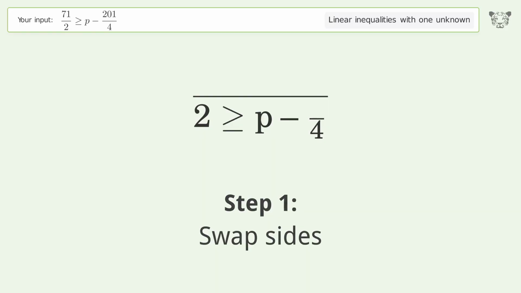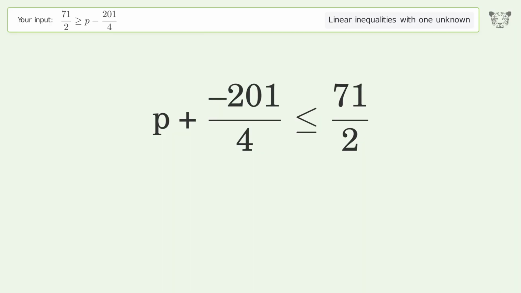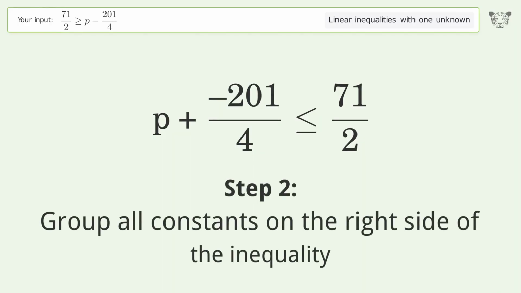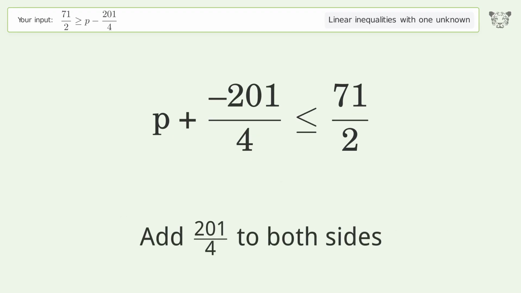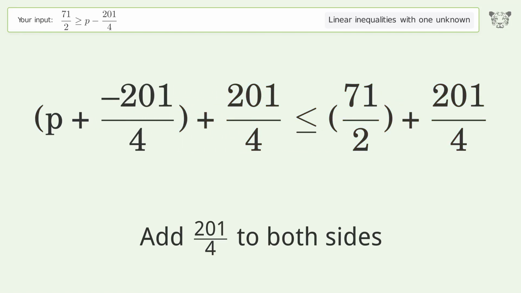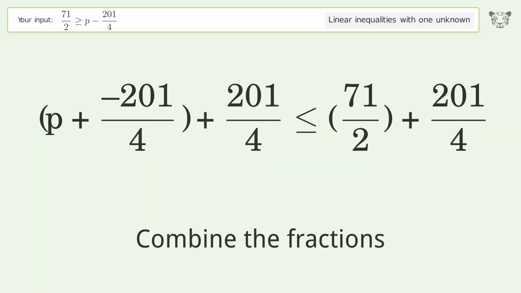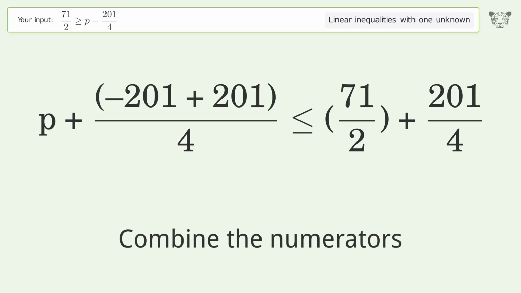Swap sides. Group all constants on the right side of the inequality. Add 201 over 4 to both sides. Combine the fractions. Combine the numerators.